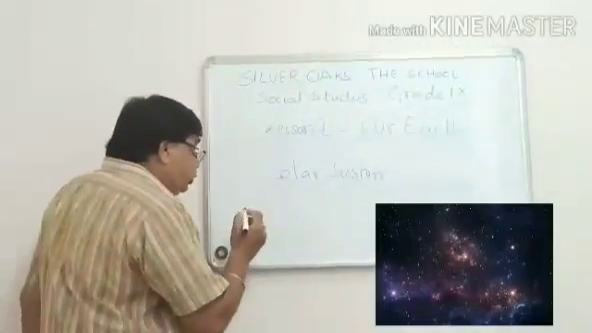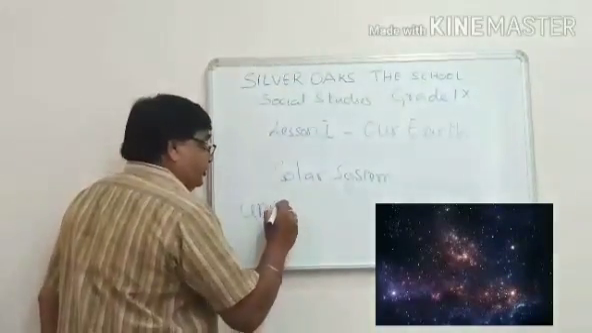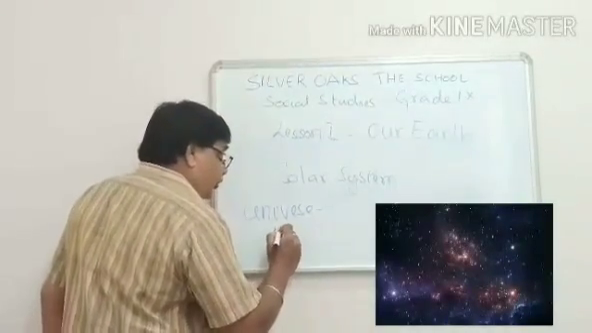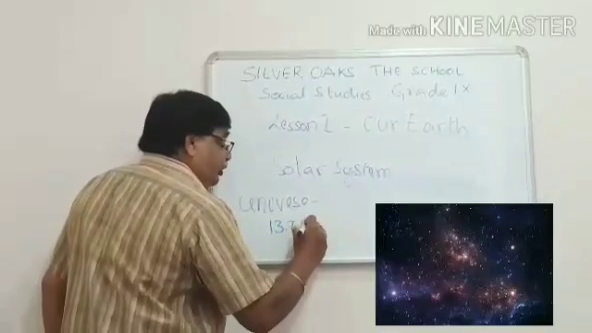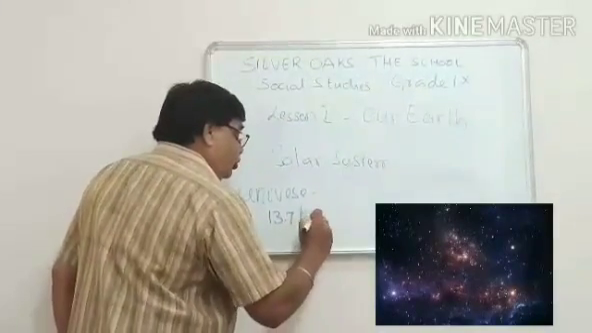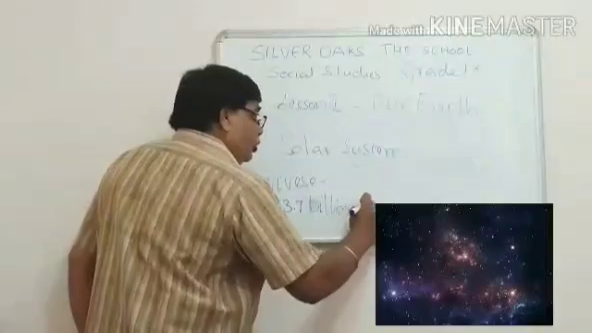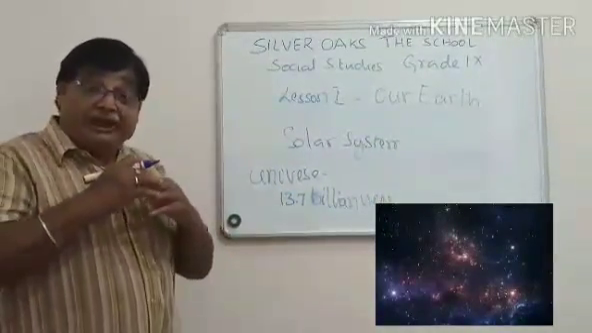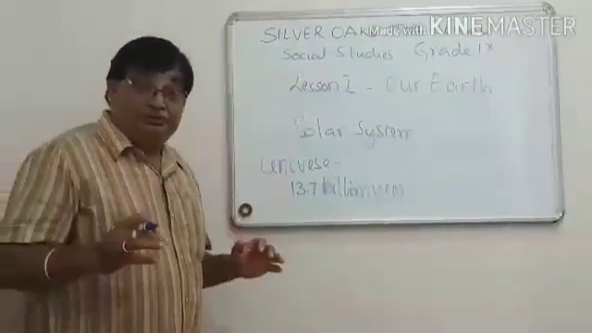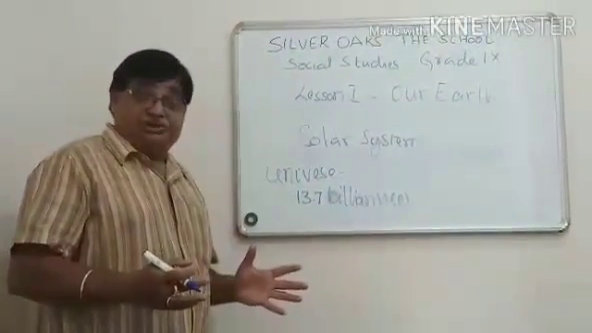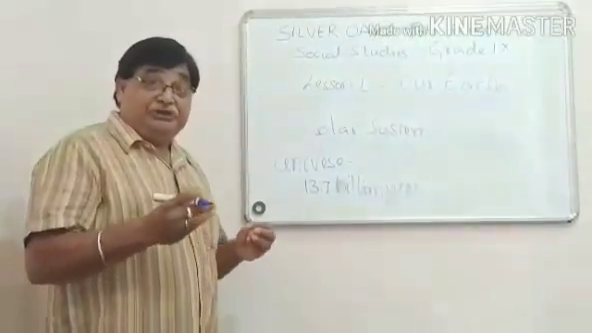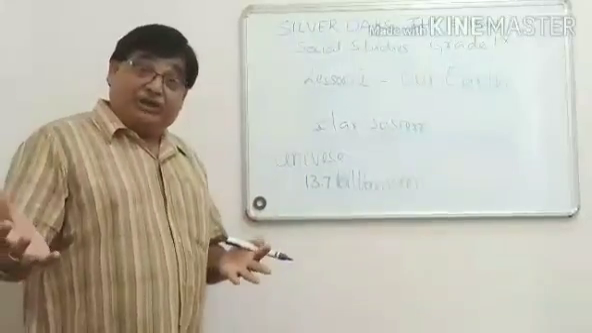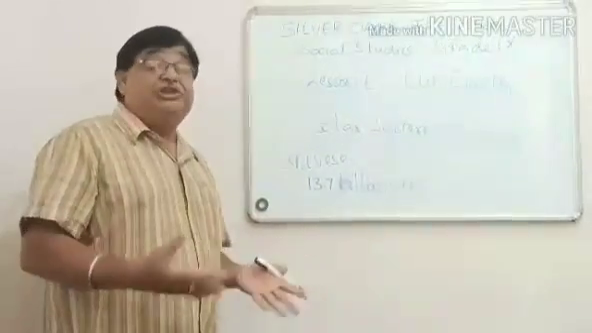In fact, the universe came into existence about 13.7 billion years ago with the Big Bang. That means there was a great explosion through which the universe came into existence. In fact, this universe which formed may again go in and vanish. That means it may disappear.